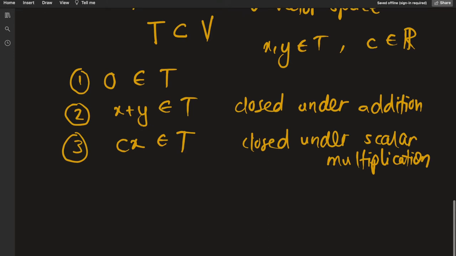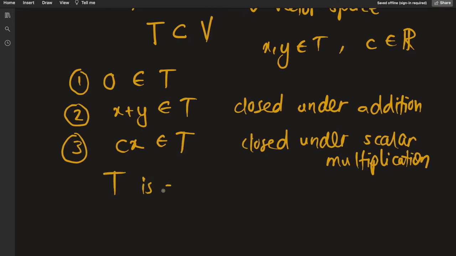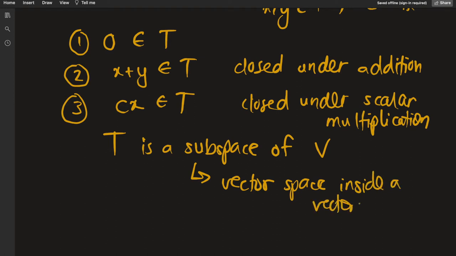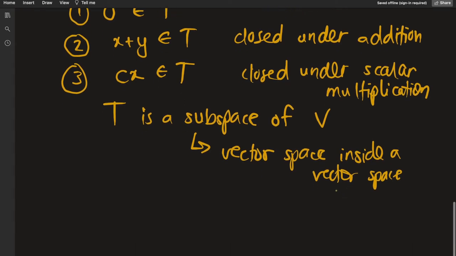And if all these conditions are satisfied, that's when T is a subspace of vector space V. A subspace, you can think about, is like a small version of a vector space inside a vector space. So when you think about it in terms of sets, V is a subspace of V. Any vector space is a subspace of itself.